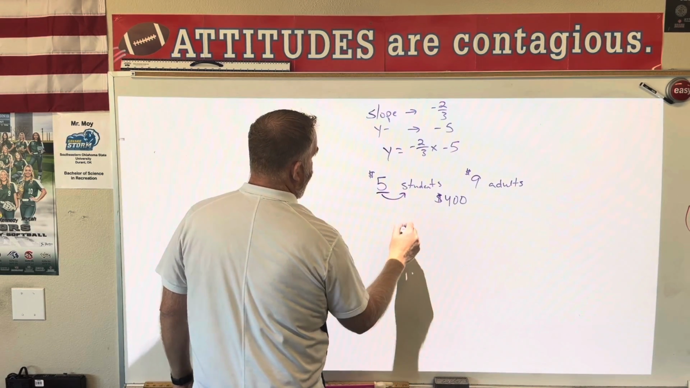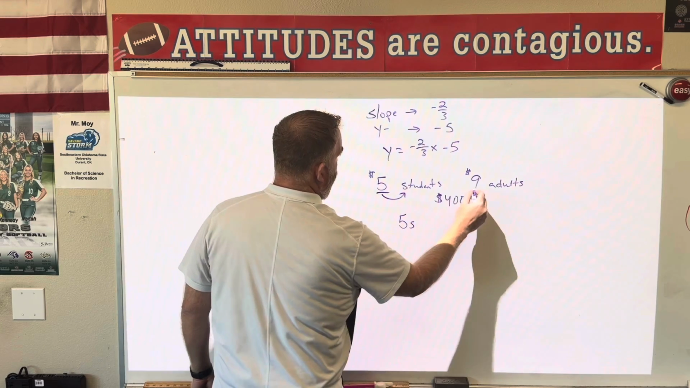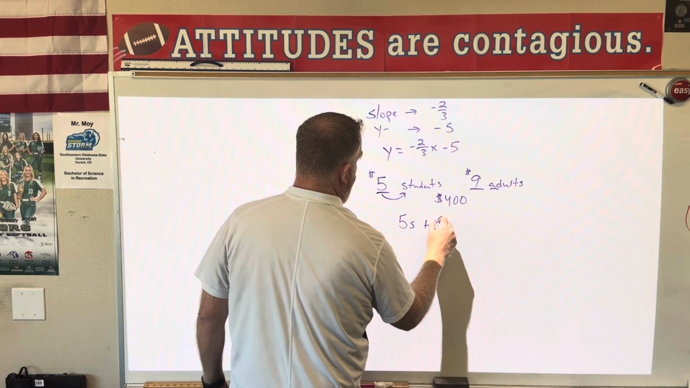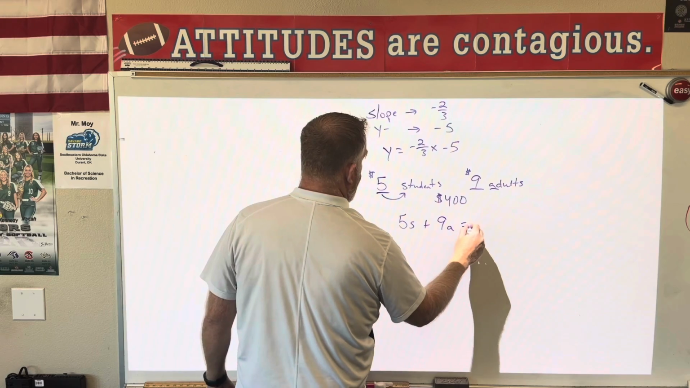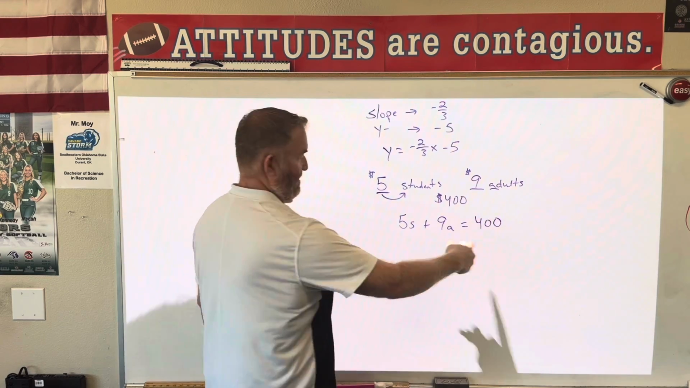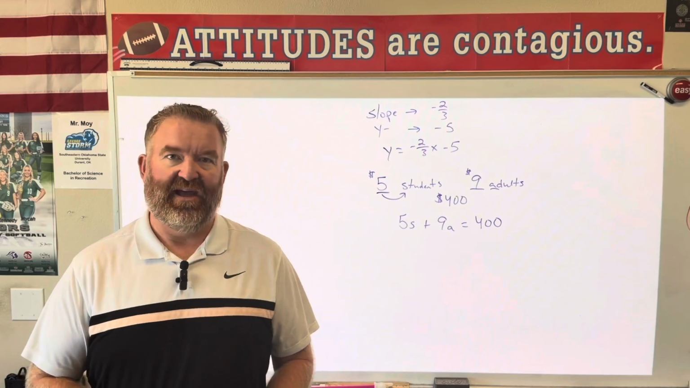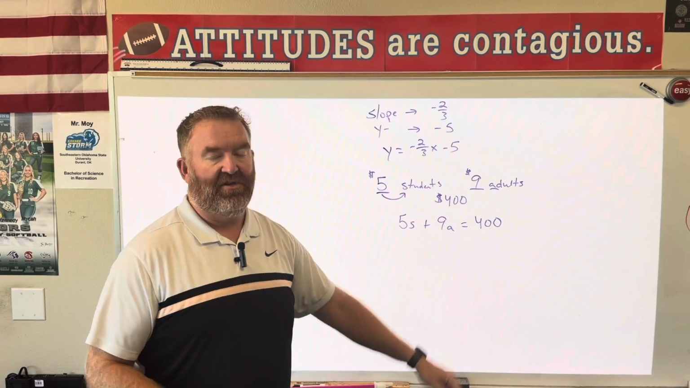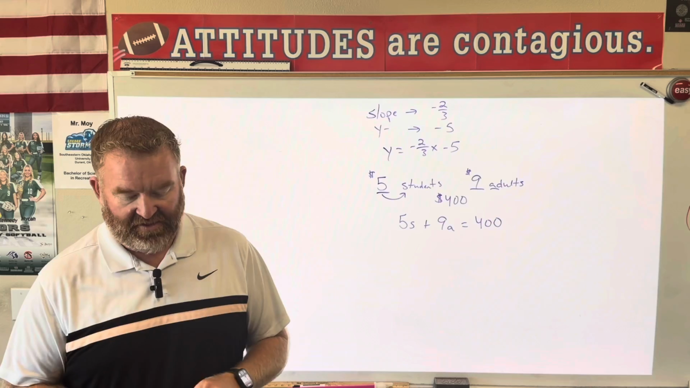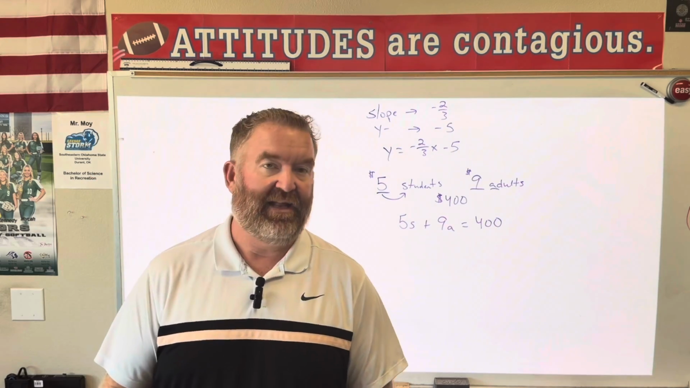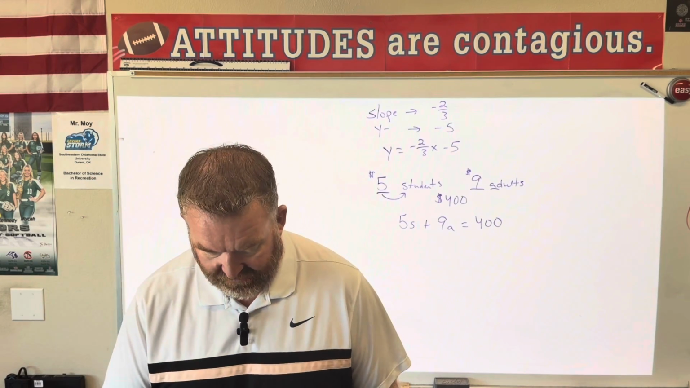$5 for students, so 5s. $9 for adults, plus 9a. And they want to make $400. That's how hard that is, okay? Please don't overthink that, okay? $5 for students, $9 for adults, $400. That would be the equation. All right, like I said, go back and rewatch it if you need to.